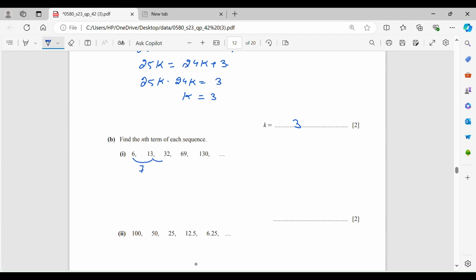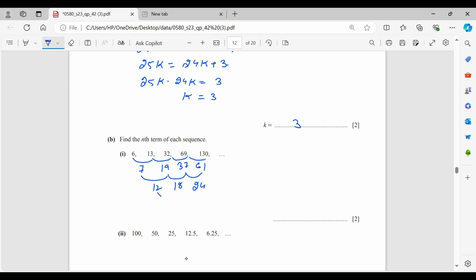Next is 32 minus 13, which is 19. Next, 69 minus 32 is 37. And 130 minus 69 is 61. So we still have to subtract them. First will be 12, then 37 minus 19 will be 18, and 61 minus 37 is 24.